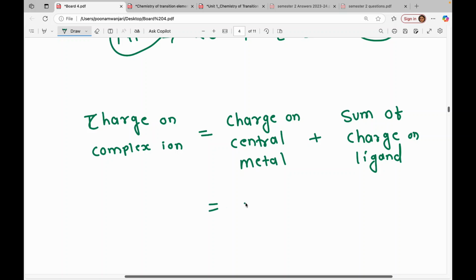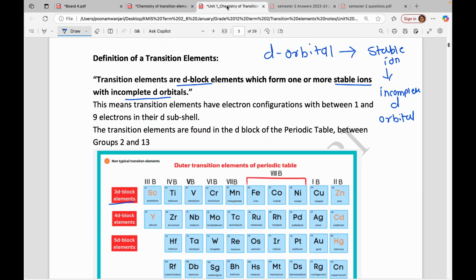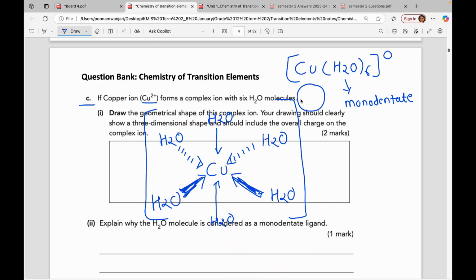So it is given copper has a +2 and water is a neutral ligand, so 6 into 0, because 6 water molecules are there. That means it will be +2. So total charge on complex ion is +2. You need to write down this charge here, +2. So in this way you need to draw the three-dimensional shape including charge on complex ion.